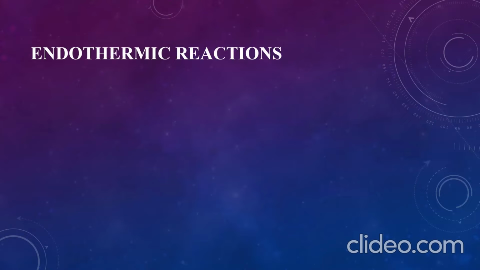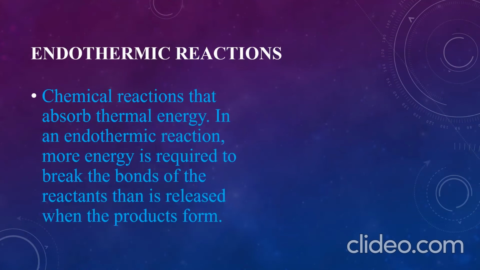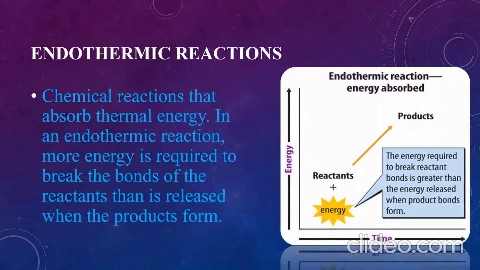The first type we have is the endothermic reaction. It is a chemical reaction that absorbs thermal energy. In an endothermic reaction, more energy is required to break the bonds of the reactants than is released when the products form. We have the reactants plus the energy, which forms the products, but the energy required to break the reactant bonds is greater than the energy released when the product bonds form. This is the time and this is the energy, as seen in the photo.